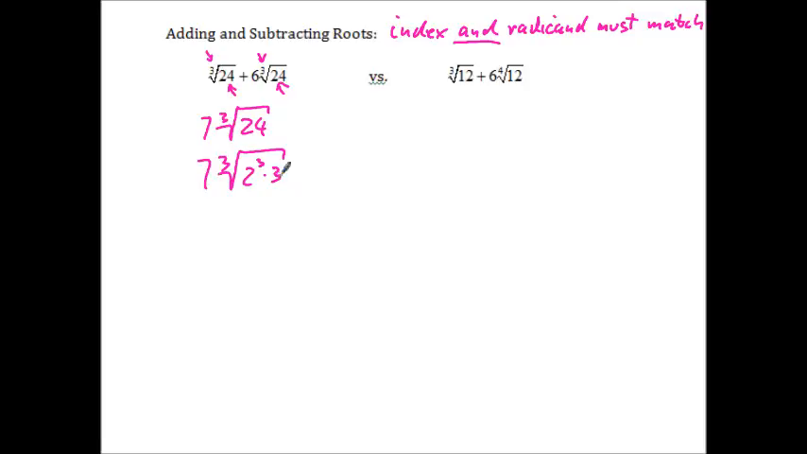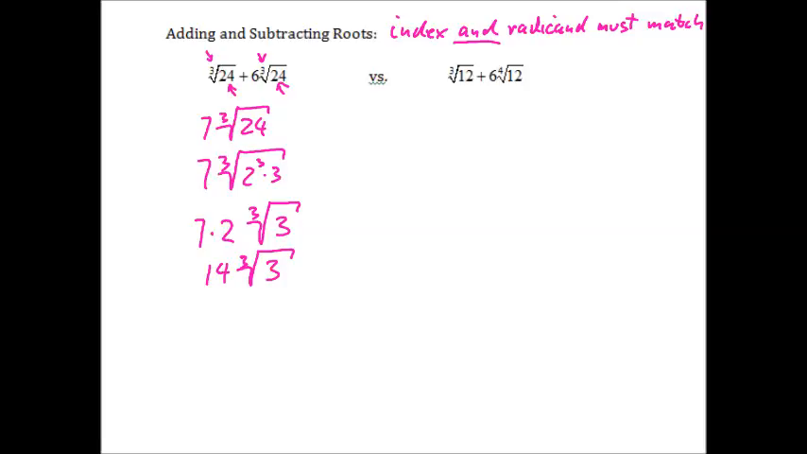And now let's see if we can simplify this any further. The cube root of 2 cubed, the two operations cancel each other out, so we can take out a 2 with nothing left underneath the radical. The cube root of 3 cannot be simplified any further, and so all we can do now is 7 times 2 is 14, and we get 14 times the cube root of 3.